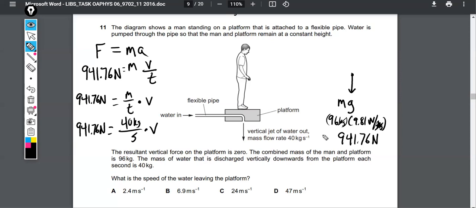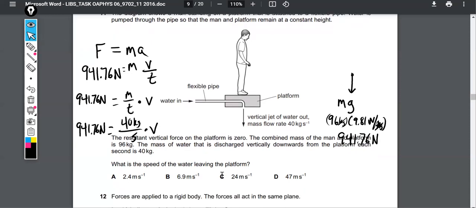All right, so we're going to divide each side by 40. And we get 23.5. Okay, 23.5 meters per second. It's close enough to 24 meters per second that we could choose choice C.